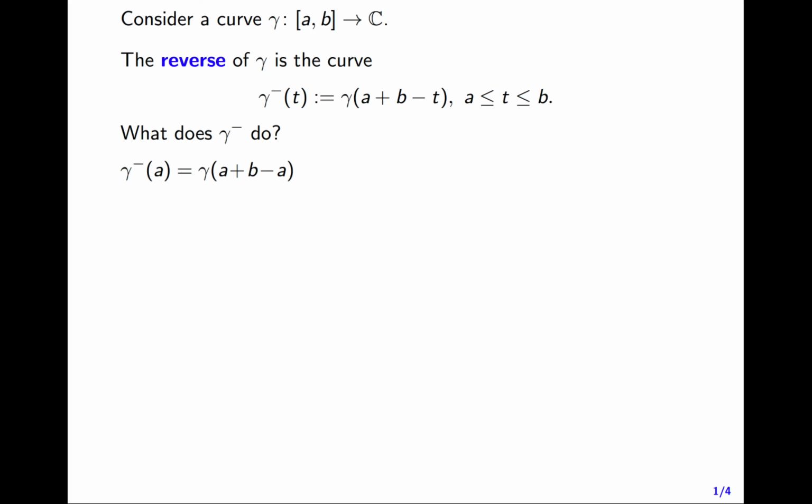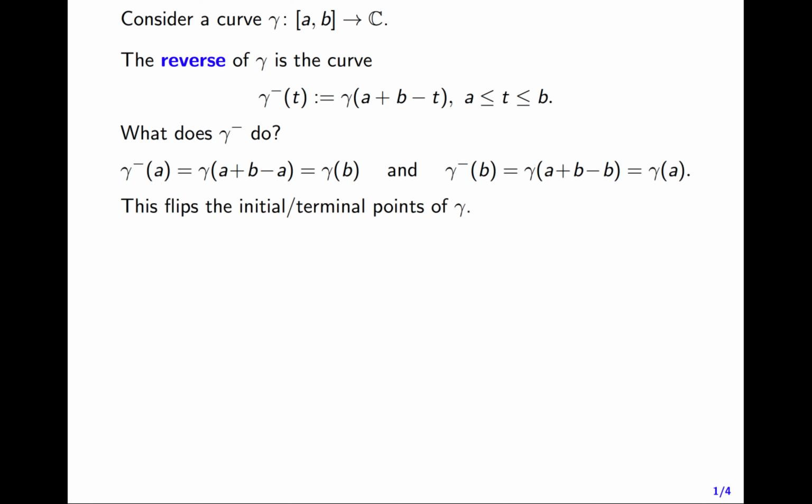Let me do the calculation. Gamma minus of a is gamma of a plus b minus a, which is gamma of b. And gamma minus of b is gamma of a plus b minus b, which is gamma of a. So, as we desired, this flips the initial and terminal points of gamma. The initial point of gamma minus, gamma minus of a, is now gamma of b, which is the terminal point of gamma. And conversely, the terminal point of gamma minus, which is gamma minus of b, is gamma of a, which is the initial point of gamma.